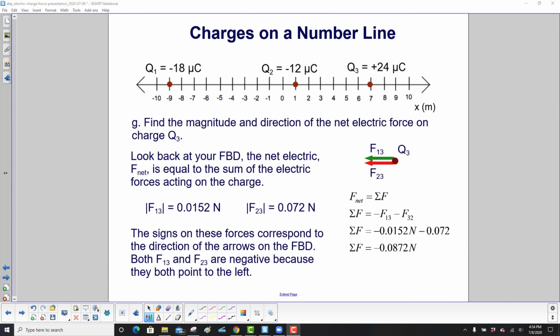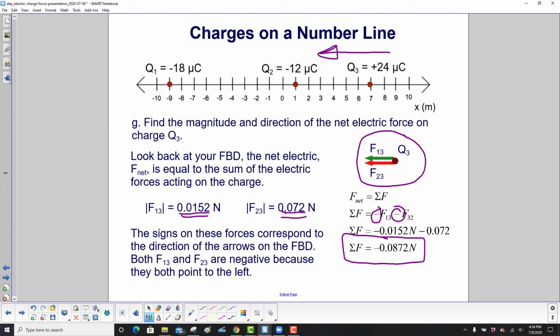And finally, the magnitude and direction of the force on Q3. Both forces are to the left. So look at this. Both will have negative values. Here's our magnitudes that we calculated with Coulomb's law. Plug them in, and to no surprise, the sum of the forces will be negative. So Q3 will feel a net force in that direction.